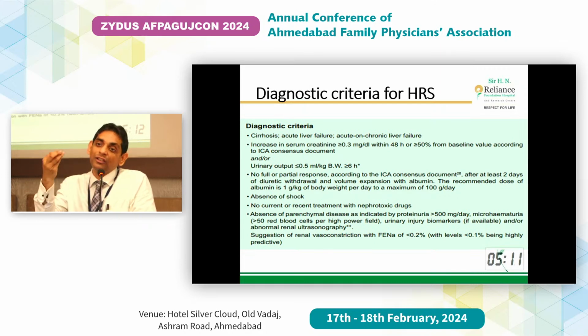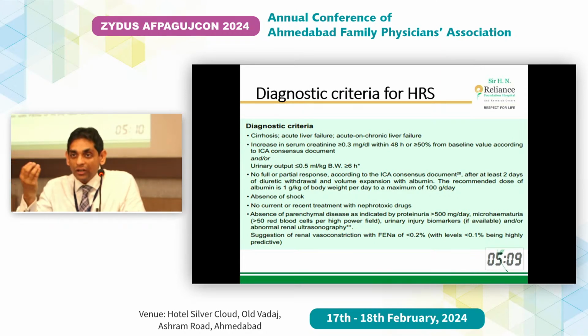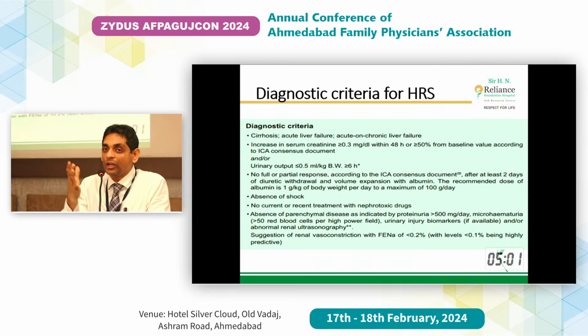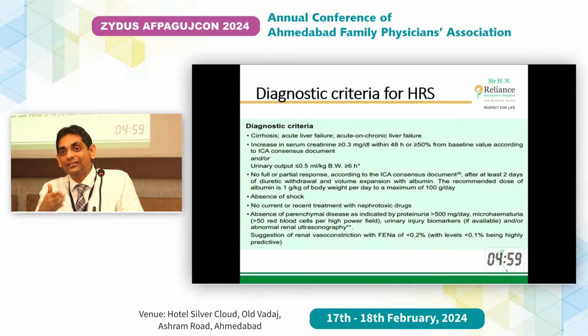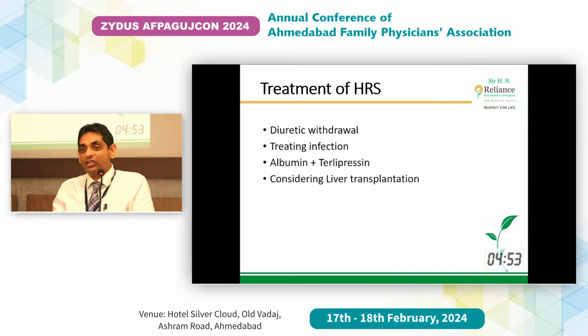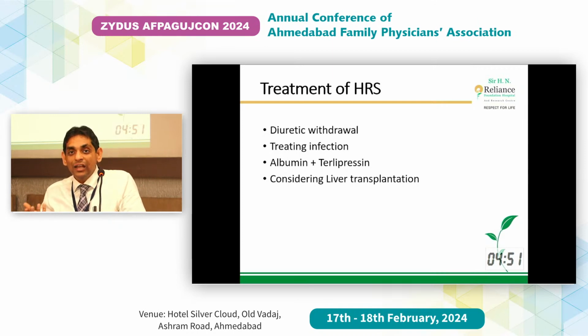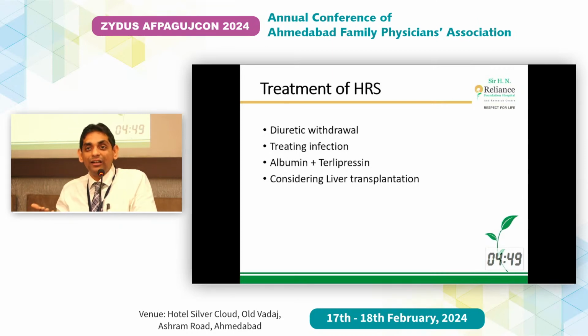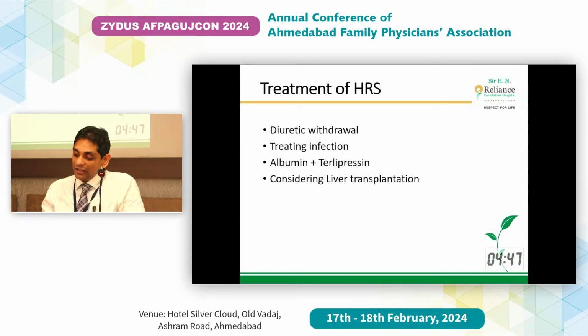We did not wait for the creatinine to go up to 1.5 or 2. Just even a 0.3 rise of creatinine, you want to admit them, start albumin terlipressin and get the creatinine down. Even that 3 to 6 hours drop in urine output should alert you that no, things are not moving forward and you want to treat them faster. So the treatment was withdraw diuretics, treat infection, use albumin terlipressin, and if the patient is developing refractory, you know that this patient will merit a liver transplantation.